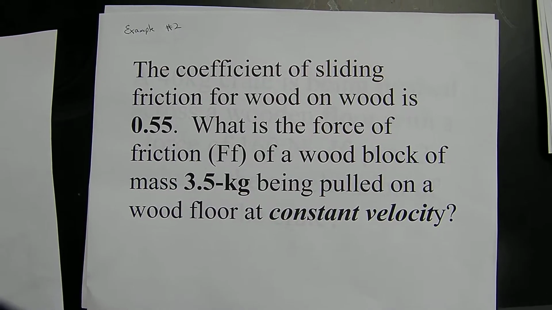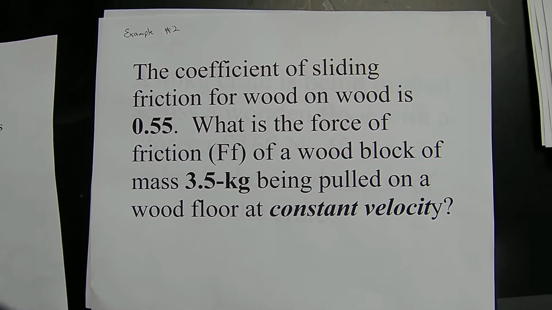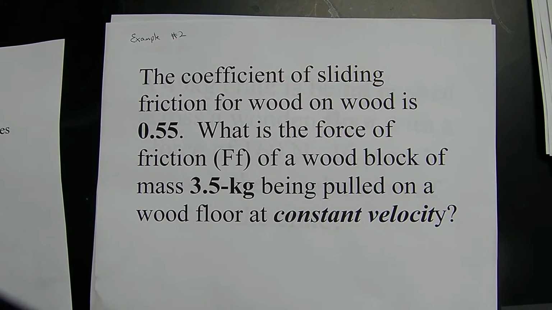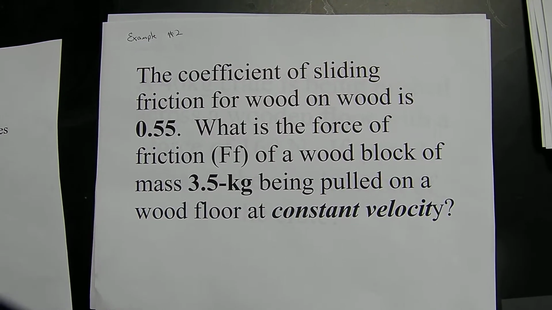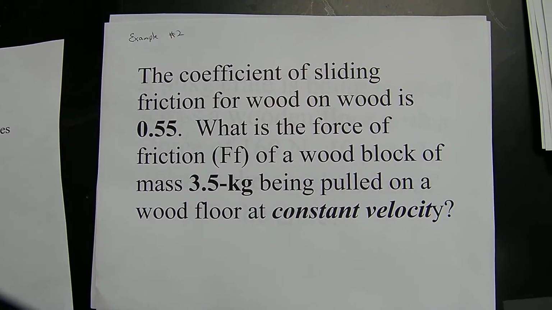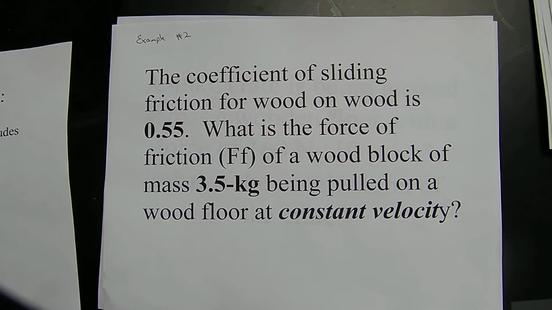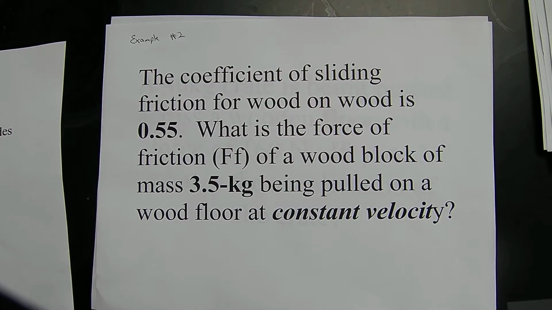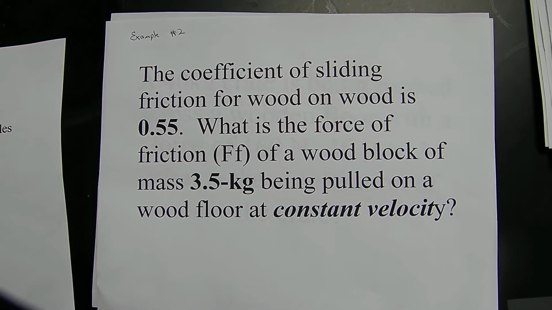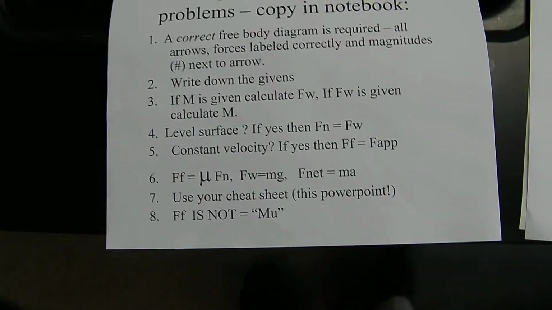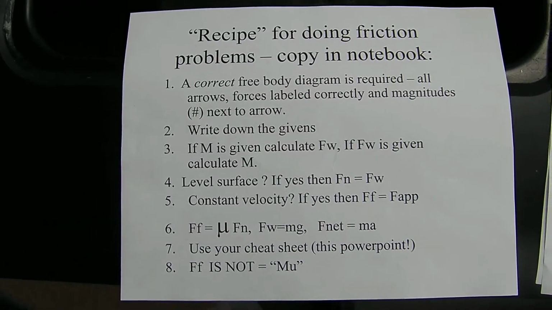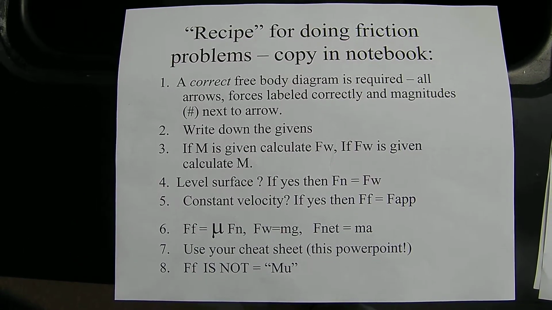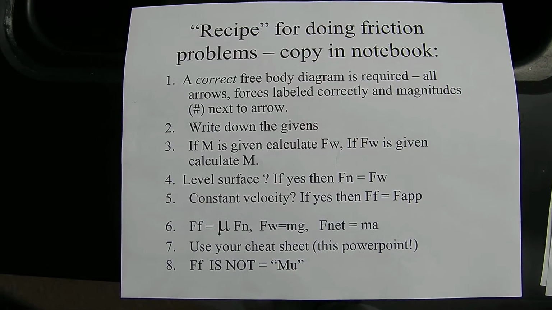So problem number 2 says the coefficient of sliding friction for wood on wood is 0.55. What is the force of friction, FF, of a wood block of mass 2.5 kilograms being pulled on a wood floor at constant velocity? Now, don't forget, we do have a recipe for doing these, and the recipe should be followed. And we went over this in the last video.